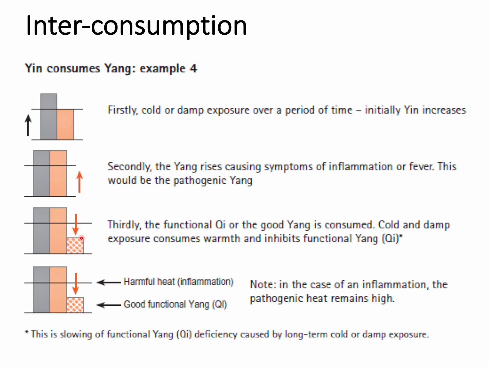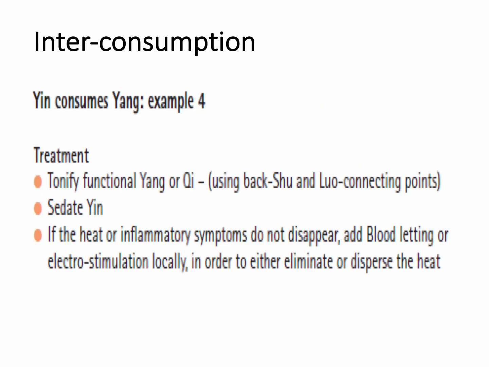Cold and damp exposure consumes warmth and inhibits the functional yang, the qi. So we have here the harmful heat, which is the inflammation, and this is the good one, the good functional yang, the qi. In the case of an inflammation, the pathogenic heat remains high. This is slowing of functional yang or qi deficiency caused by long-term cold or damp exposure.